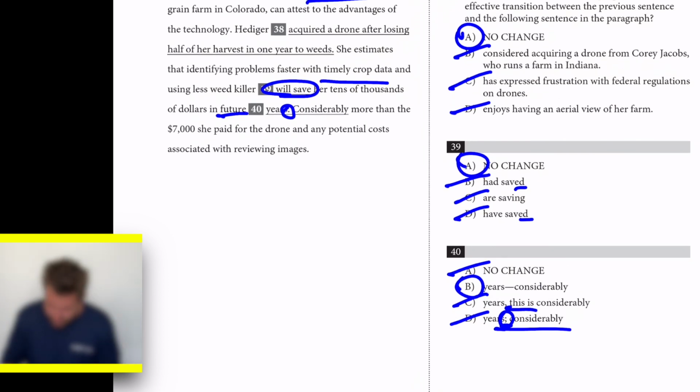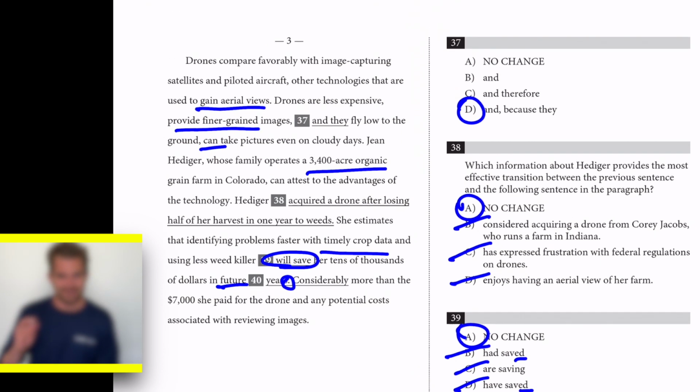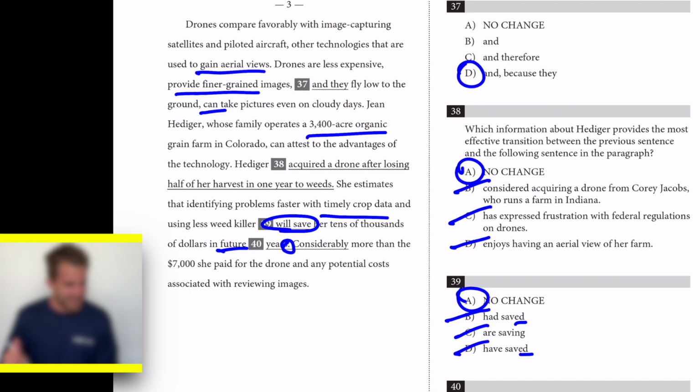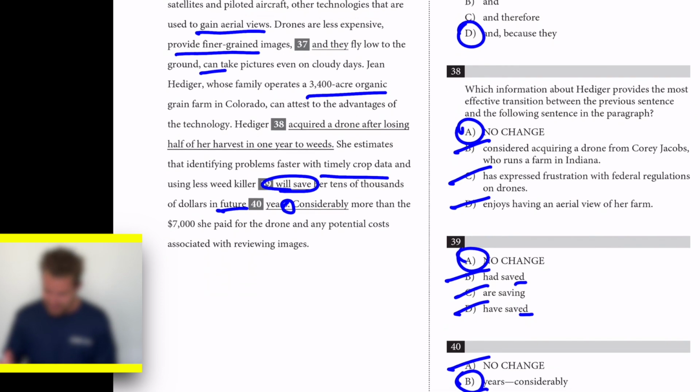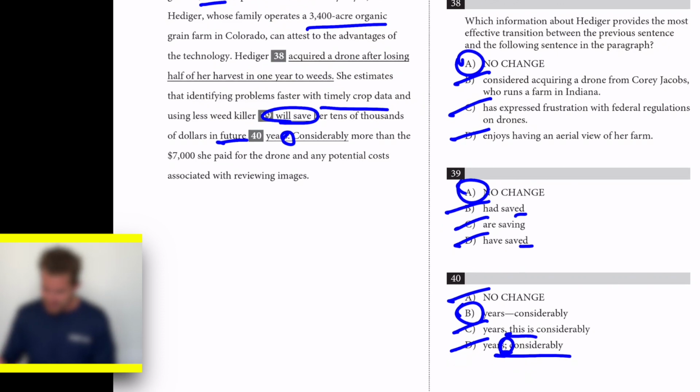Oh man. Oh wait, 39. No, sorry, 38 is A. Just to confirm, if you guys want to look at the answer, 37 is D, 38 is A, 39 is A. I was like, I think 39 is A. I skipped 39. 40 is B.